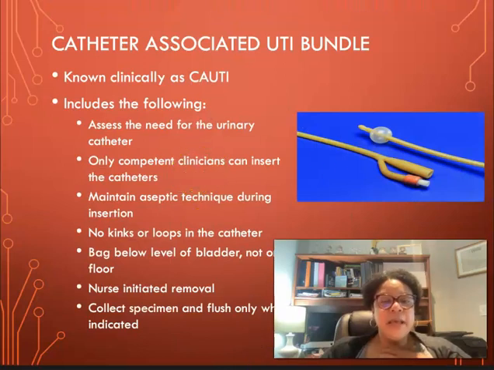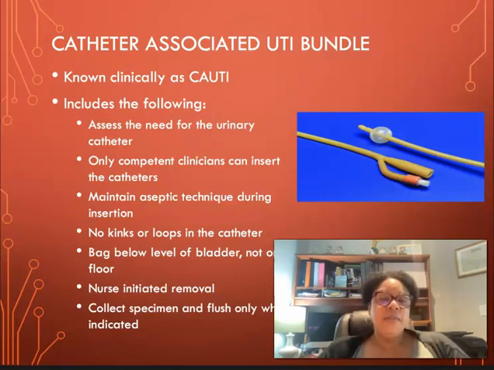So with our dwelling catheters, I mean they dwell and they sit in the bladder and drain to gravity. We all know about that, but we need to make sure that we're clear about what a CAUTI bundle is. And it includes all of these different things, and I hope that nothing has changed. So we're going to go by what's on here on the slide for the test.